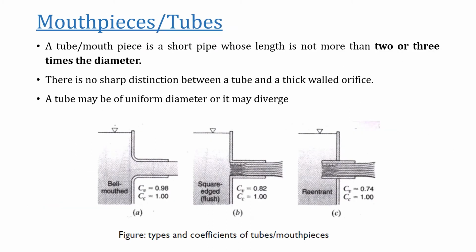A tube or mouthpiece is a short pipe whose length is not more than 2 or 3 times the diameter. There is no sharp distinction between a tube and a thick walled orifice. A tube may be of uniform diameter or it may diverge. Please look at the figure. We have 3 different types of mouthpiece: reentrant, square edge, and bell mounted.